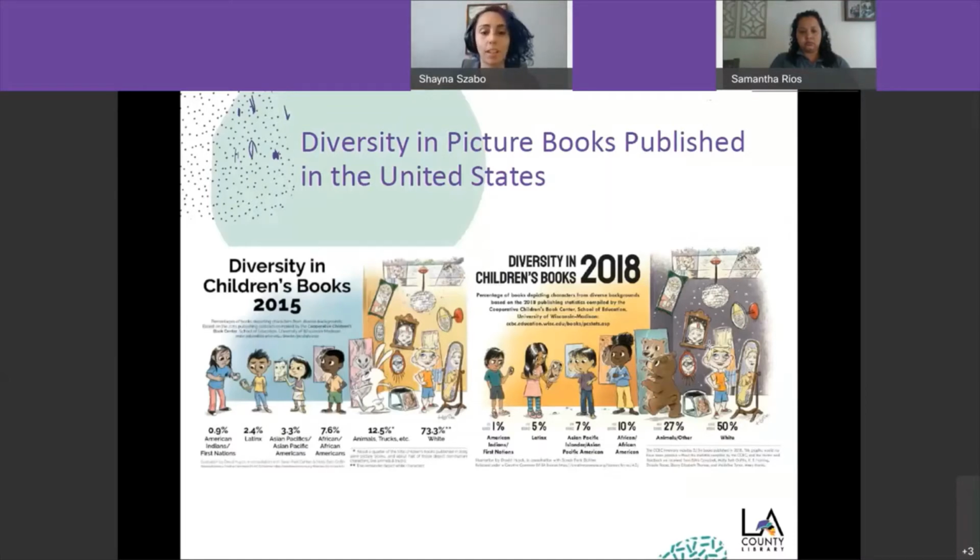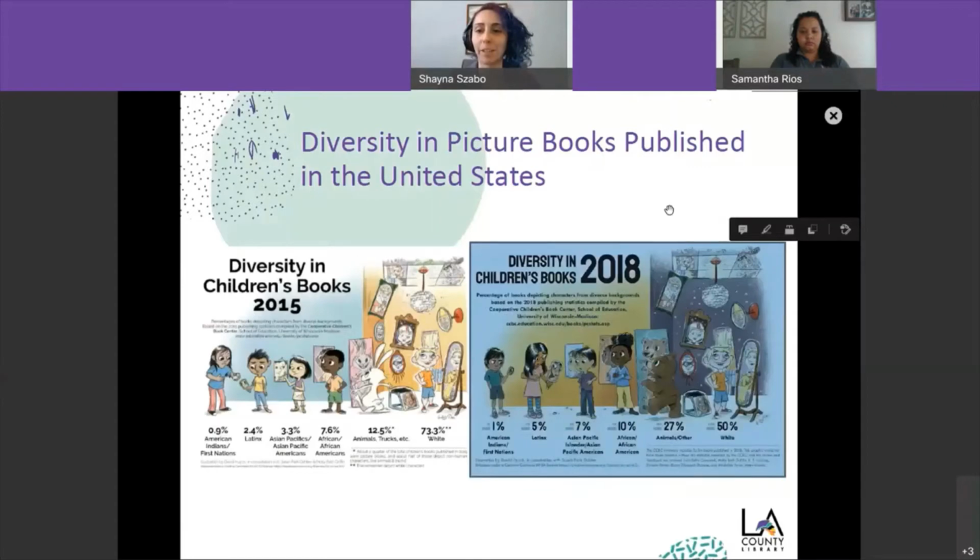However, we did talk about animals, trucks, and non-human-looking main characters in picture books. That's the second biggest category. And while they can be great books, it does mean that there's not as much representation for other people. But the good news is we can see that there is a trend and change in the books coming out. We have 2018 right next to that picture, where we have 50% white, 27% animals and other. That one did go up, 10% African American, and so forth. So there is a trend of books that represent people of color being produced more, and publishers are recognizing that that is important. That is the good news for us when it comes to trends in publishing.